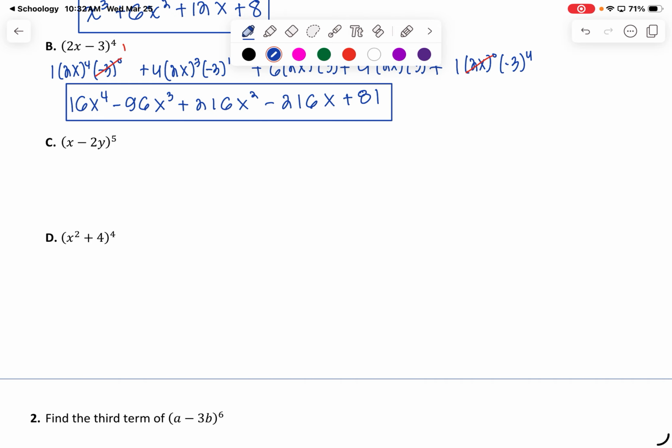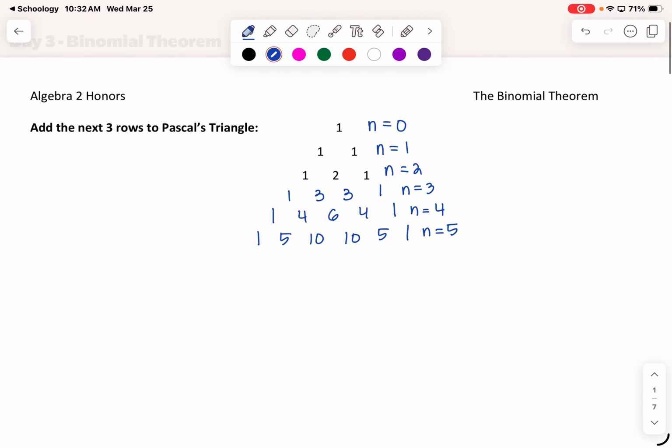So I've been doing this all my first terms, or sorry, all my coefficients, all my first terms, all my second terms. You can do one term at a time. Like you can do, this is a 1. My first term is going to be to the 5th power, and my second term is going to be to the 0 power. Like you can do that if you want. But it's up to you. So I'll try doing it this way. This is my n equals 5, so I'm using 1, 5, 10, 10, 5, 1.